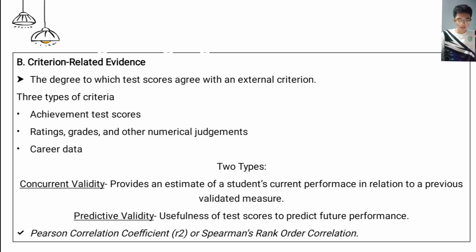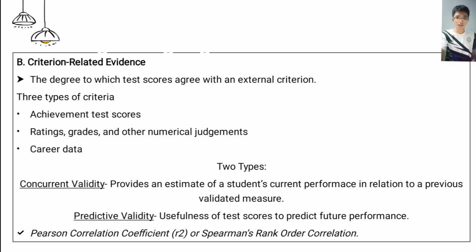So criterion-related evidence for validity refers to the degree to which test scores agree with an external criterion. As such, it is related to external validity. It examines the relationship between an assessment and another measure of the same trait. There are three types of criteria: achievement test scores, rating grades and other numerical judgments made by the teacher, and career data. So in this validity, the criterion-related evidence, we follow principal theories. Under this, we have the concurrent validity and predictive validity.